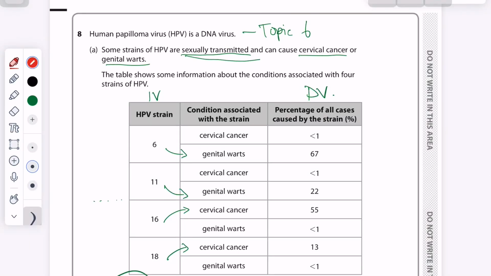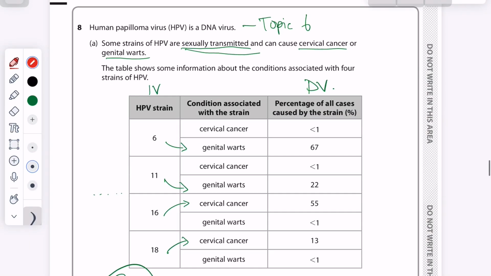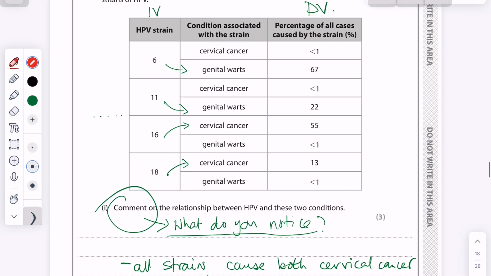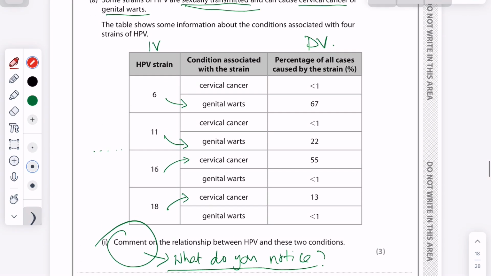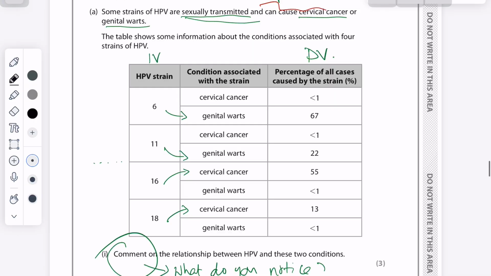Okay, then we have question 8. So this looks to be about topic 6. I have already done these questions, but I'm just going to explain my thought process at this point. So we've got the virus, HPV, so it's a topic 6 kind of question, and it's about the virus structure and how they cause infection.